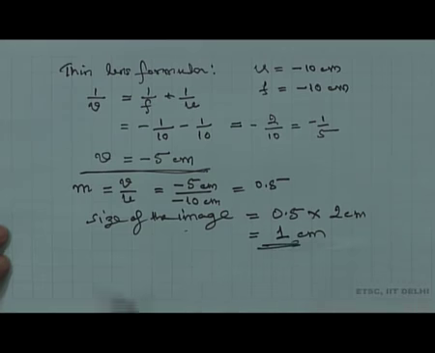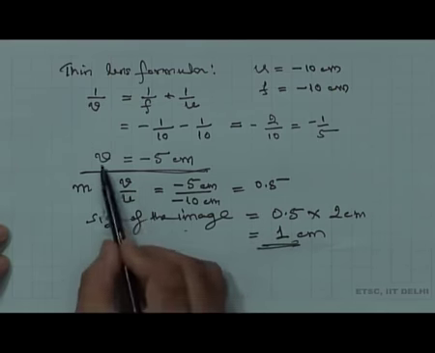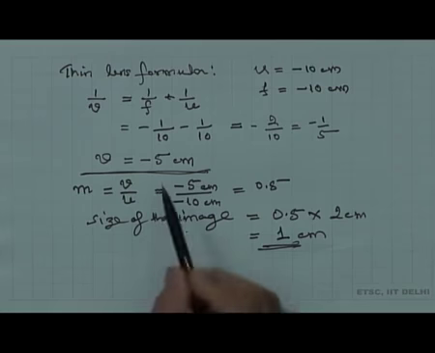Note that the size is 1 centimeter, which means it is an erect image. It is a virtual image because there is no negative sign. It is not an inverted image, it is an erect image, and the image is formed at minus 5 centimeter in front of the concave lens, biconcave lens.